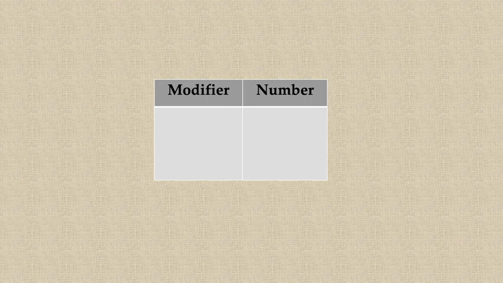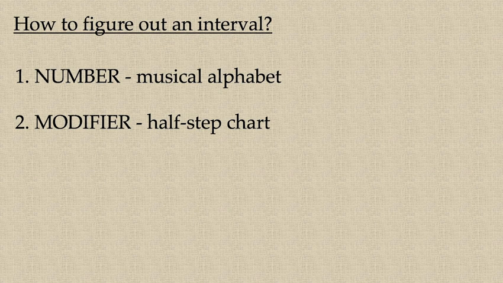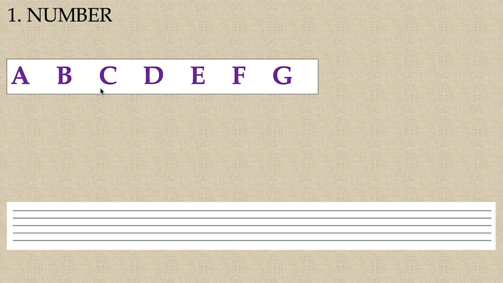Next, I will show you a method to figure out intervals. This method requires you to be able to count. For the two portions of an interval, we will figure out the number portion first by using the musical alphabet, and then we will figure out the modifier using the half step chart, which will be shown later in the video. In figuring out the number portion of an interval, we do not care about the accidentals that are applied on the notes. We only care about the letters.